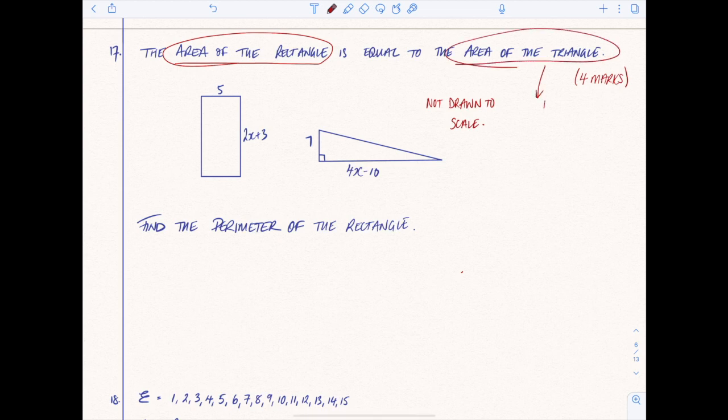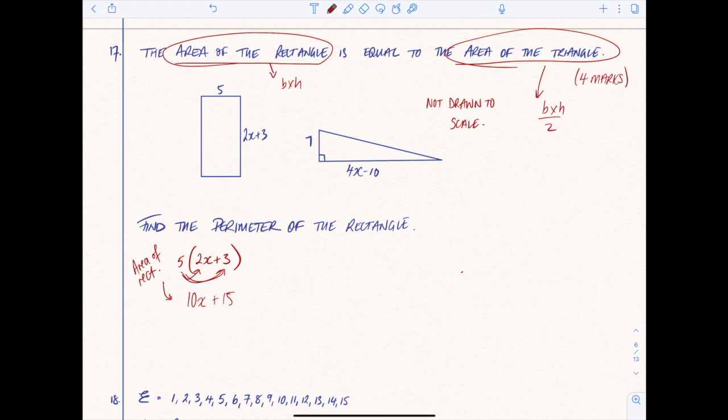Well, area of a triangle is base times height divided by 2. Area of a rectangle is just base times height, or you could do length times width, whatever. So let's do the rectangle first, a bit easier. So I'm saying that times that, because it tells me the area of the rectangle is equal to the area of the triangle. Well, so if I do this bit first, I'm saying 5 times by 2x plus 3. So that's one side times the other side for the rectangle. I expand this out. 5 times 2x is 10x. 5 times 3 is 15. So I'm saying that is the area of the rectangle.